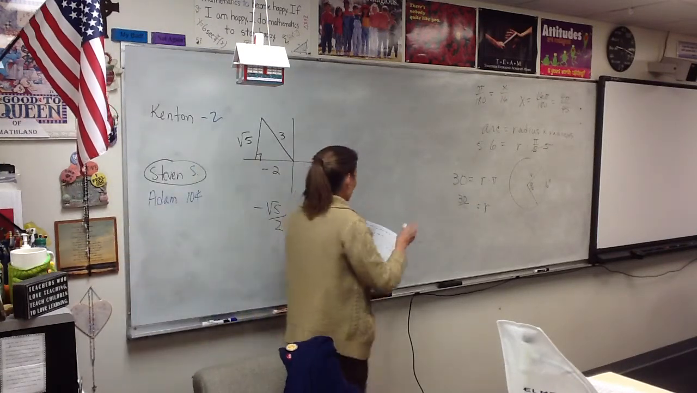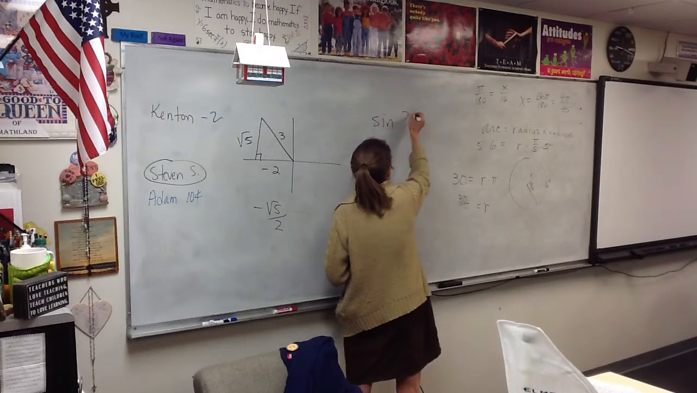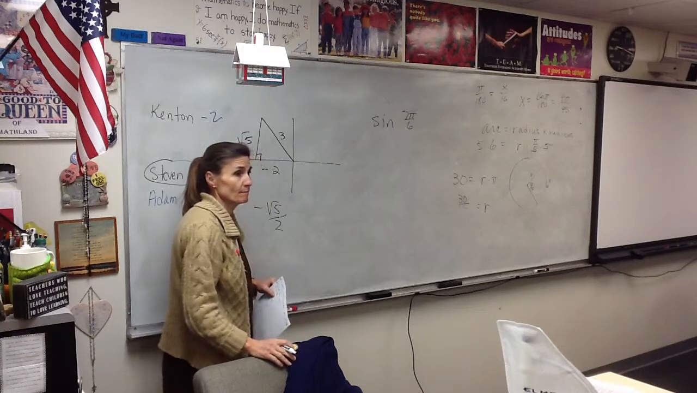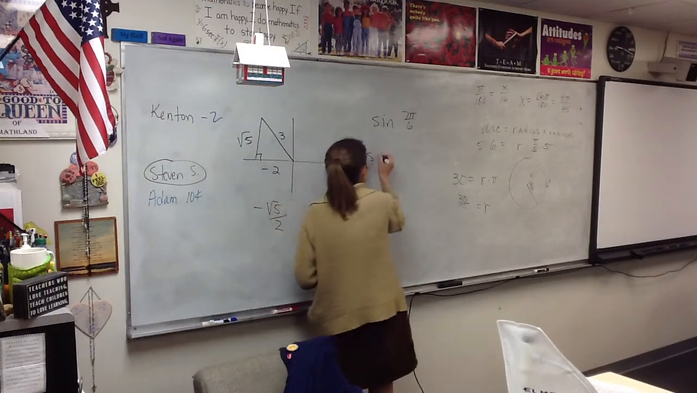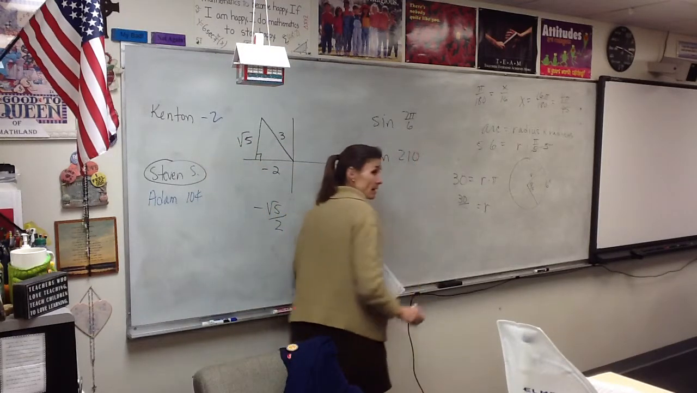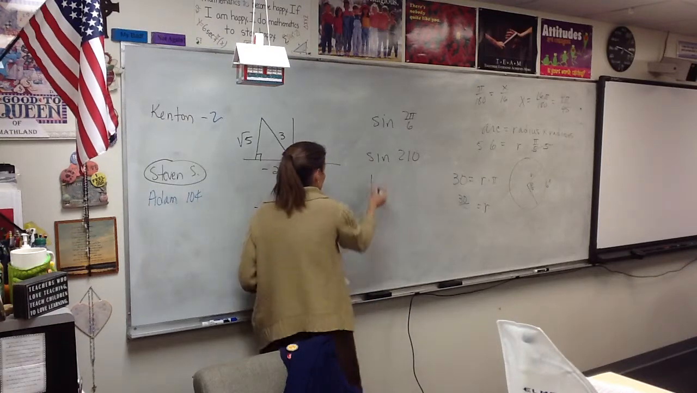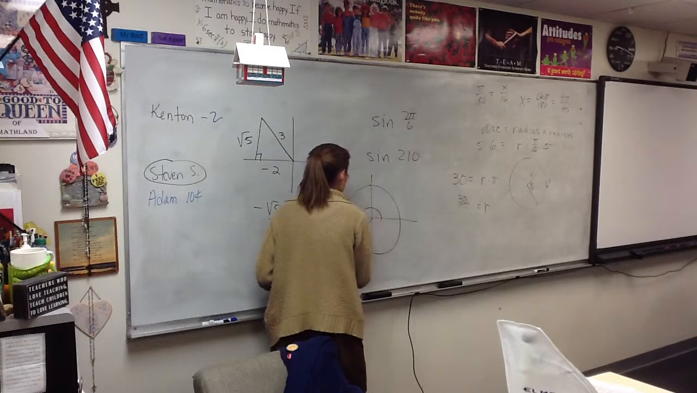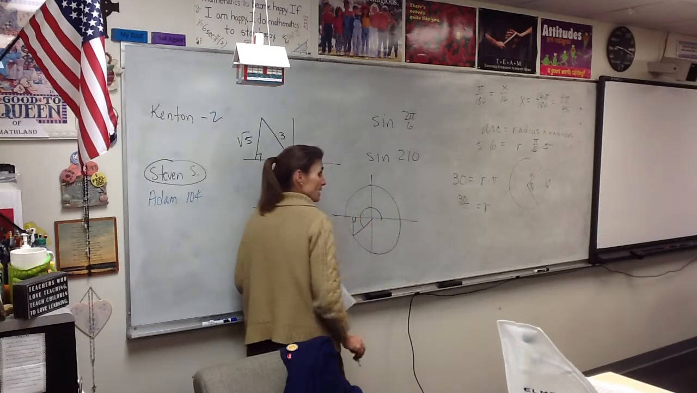Find the exact value of the sine of 7 pi over 6. Okay, what did you do with 7 pi over 6? Changed it into 210, hopefully, right? Then you drew a picture of it. Said, all right, 210 is down here. There's my butterfly bow tie.